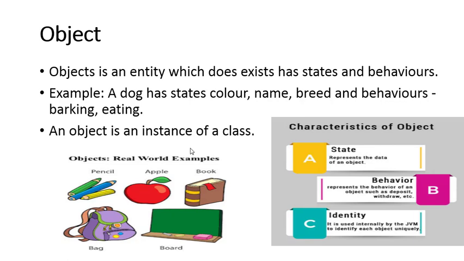Any entity which does not exist is not an object. For example, feelings and emotions do not exist as an entity with state and behavior, so they are not objects. Real world examples of objects are a pencil, apple, book, bag, board. Any entity which exists with state and behavior is called an object. The characteristics of objects are state, behavior and identity.